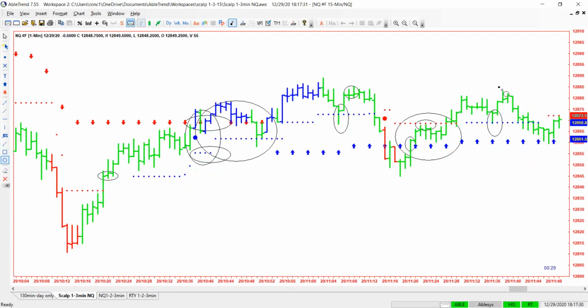Hits the blue dot, closes above it. 2 minutes later, we got our 5 points. Another $100 winner. Got to be up about $400 or $500 right now.